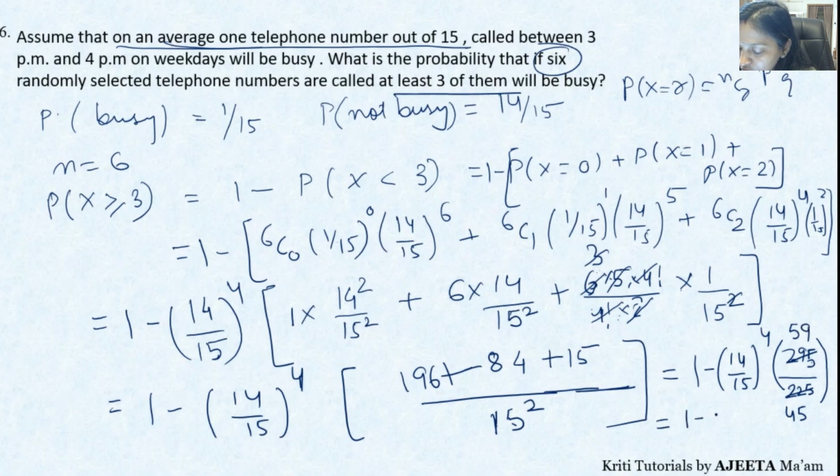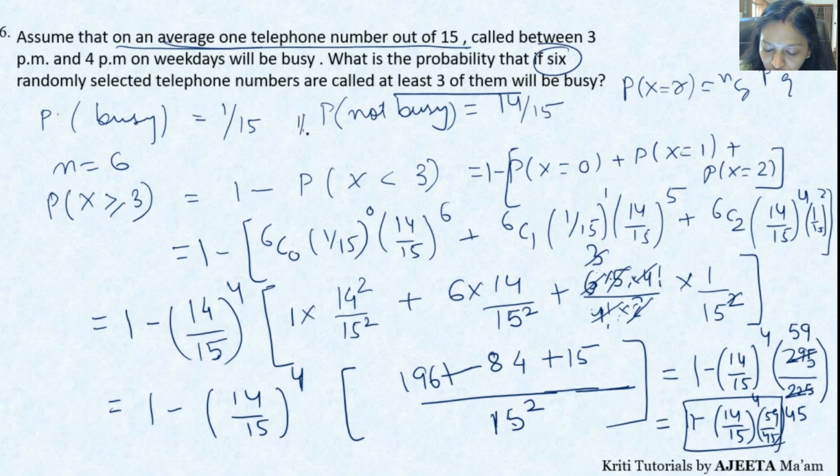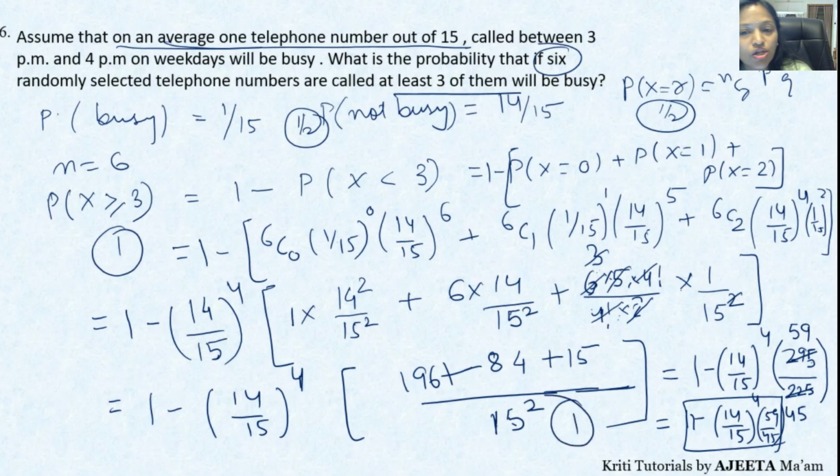You can leave it here. 1 minus 14 upon 15 raised to 4 and 59 upon 45. That's your final answer. Right? So this is what we get. So 3 marks इसमें कैसे distribute होंगे? Half for finding the probabilities, half for this, 1 mark for this, and 1 mark for finals. So this is how we go for it.